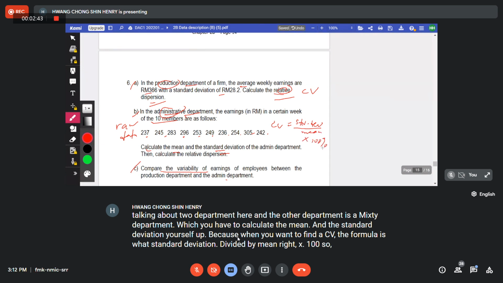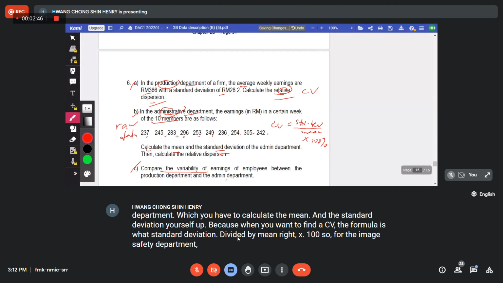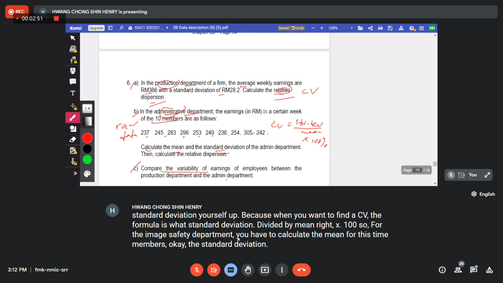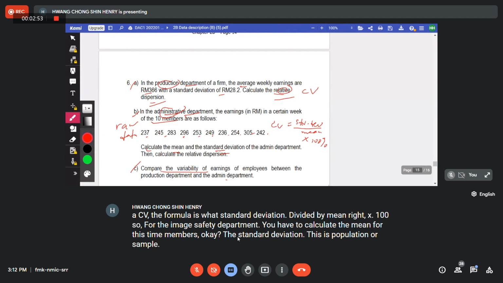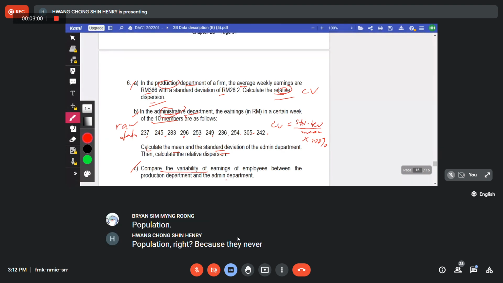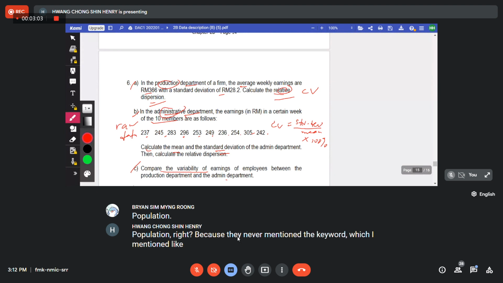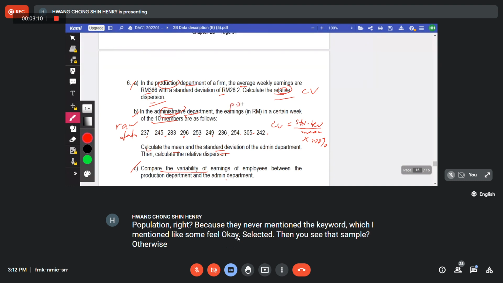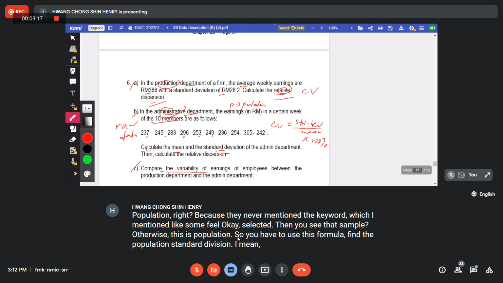So for the administrative department, you have to calculate the mean for these 10 members, and calculate the standard deviation. Is this population or sample? Population, right? Because they never mentioned keywords like some, a few, or selected, which would indicate a sample. Otherwise, this is population. So you have to use this formula, find the population standard deviation and the mean. Okay, Brian, your answer.